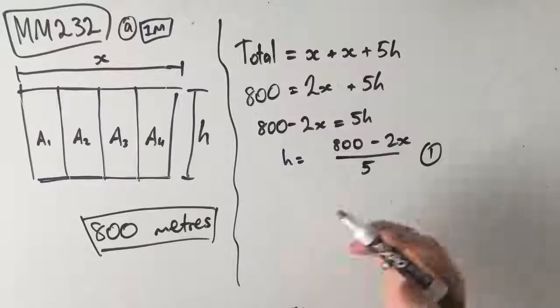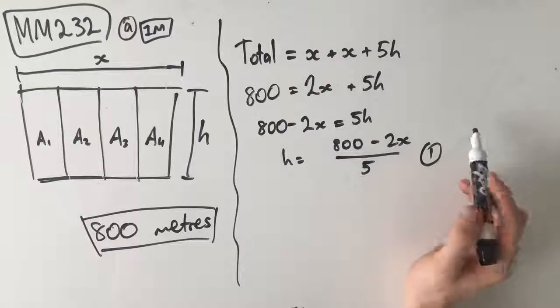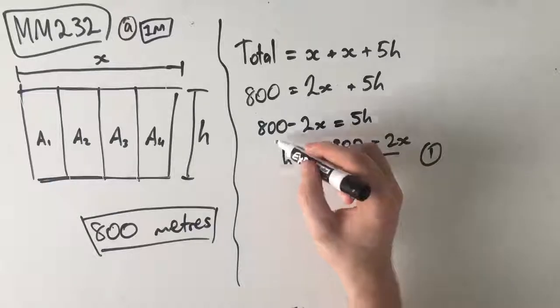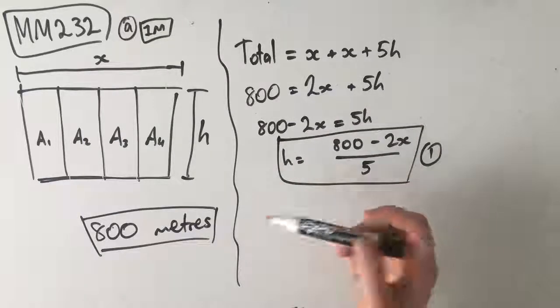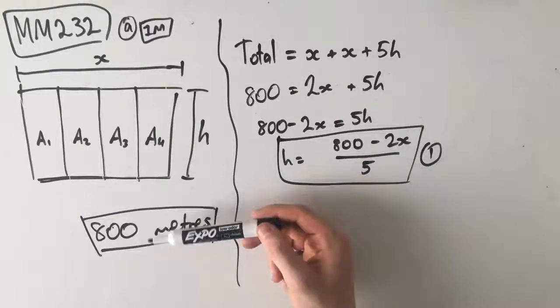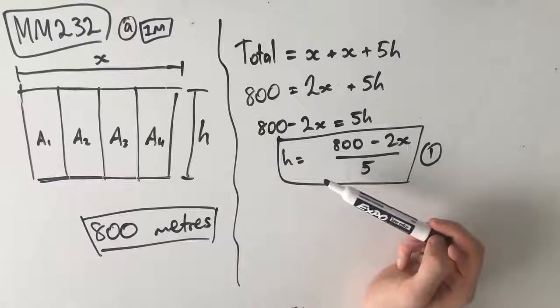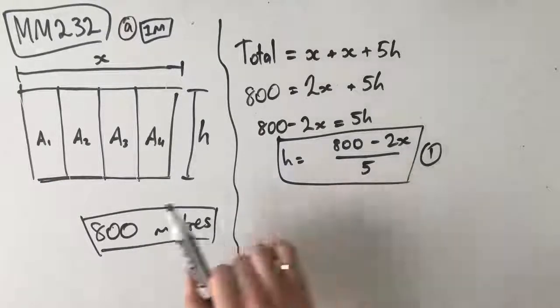That's our first and only mark for this question. So that's the first part, that's your first mark. The key here is just always using the set value that you get given to find the relationship between those two. So let's move on to part B.